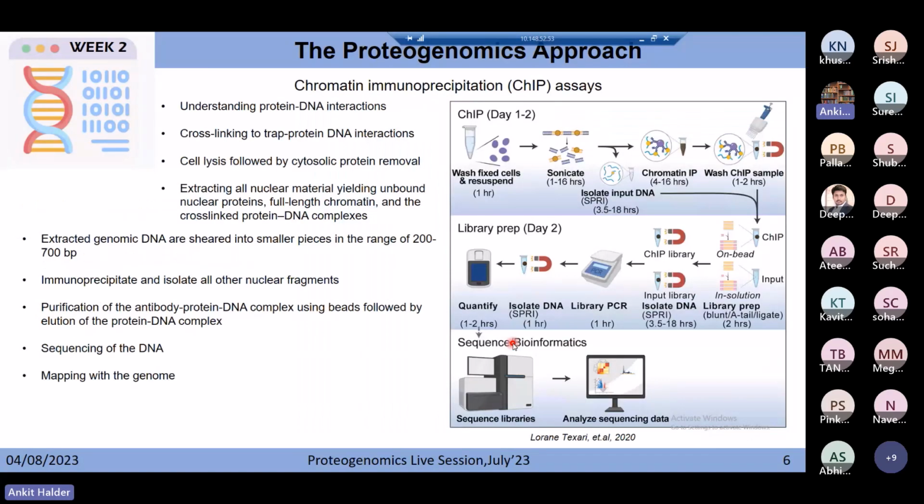Yeah, so for this, the first technique we will be looking at is the chromatin immunoprecipitation assay, or ChIP assay. So what is this? It helps us understand the protein-DNA interactions.